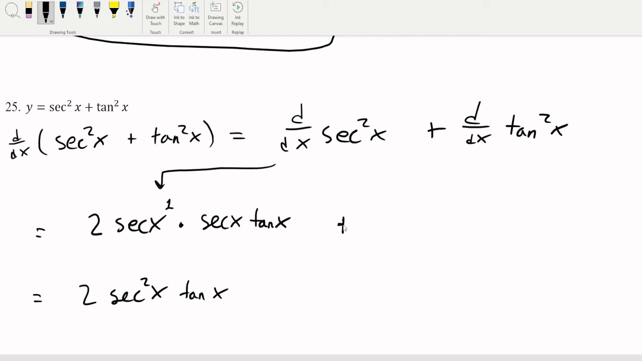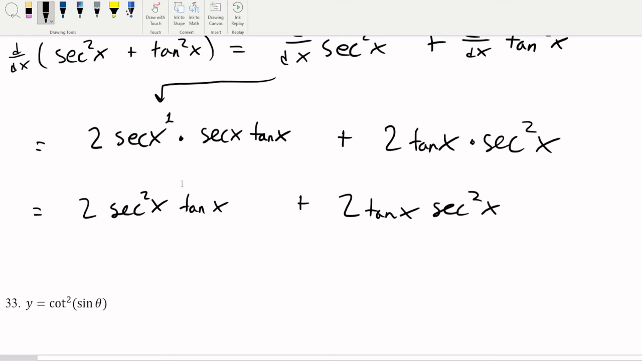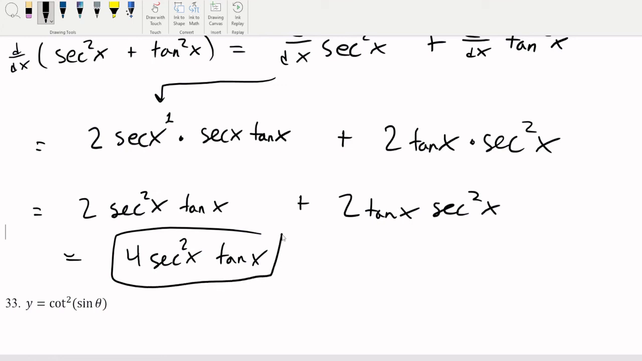Okay, what about this one? Very similar. 2 tan x. The derivative of tangent is secant squared. And that one doesn't have as nice of a simplification. But what do I end up seeing, which is kind of neat? Check this out. These are actually the same thing. So this is actually just 4 secant squared tan. Boom. Got it.